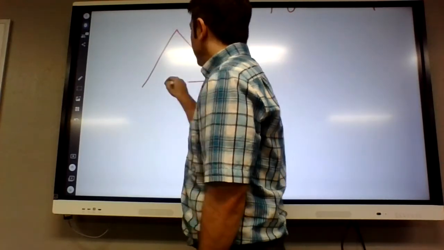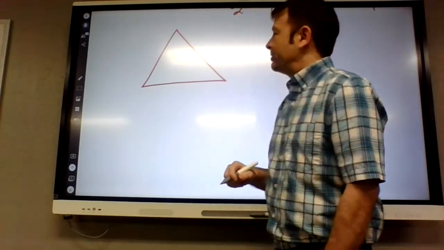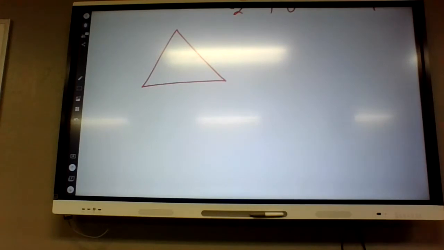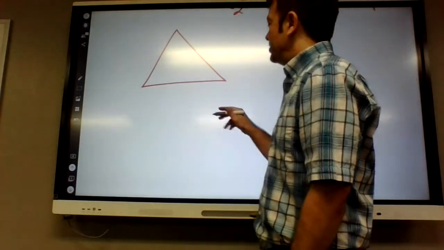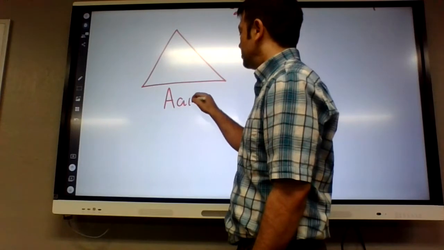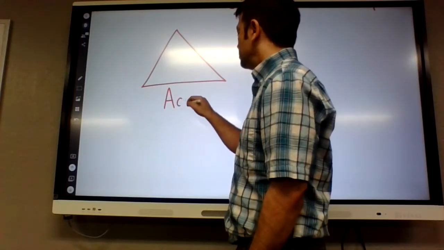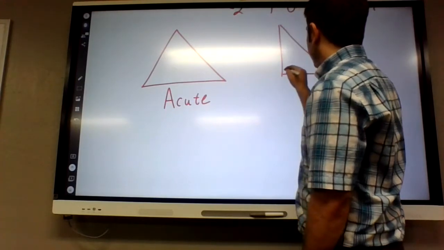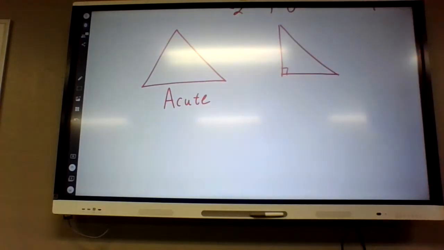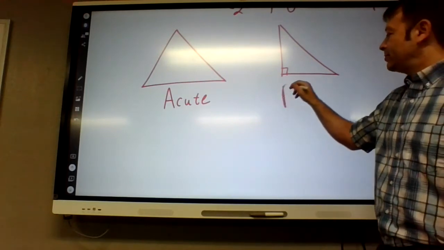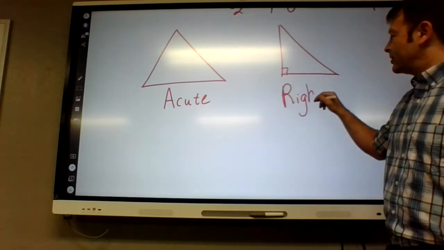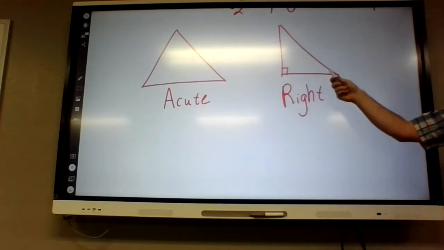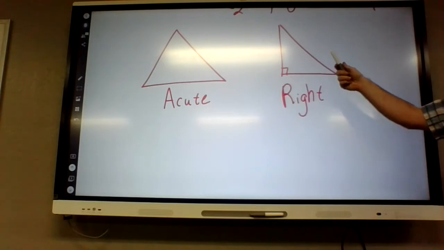So, if all three angles are acute, what does acute mean? Less than 90. If all three angles are acute, then it is an acute triangle. How about this? What kind of triangle is this? Right triangle, because it has a right angle. What are the two non-right angles? What kind of angles are those? These are acute. So it's got one right angle.